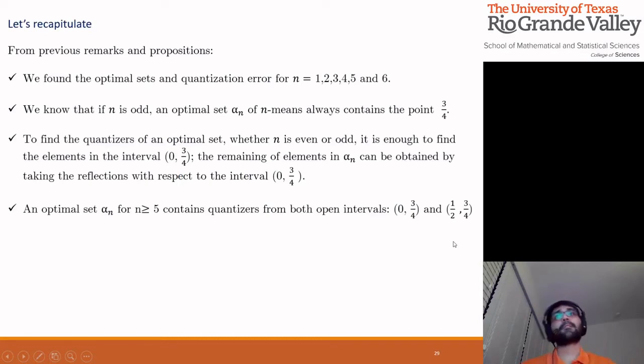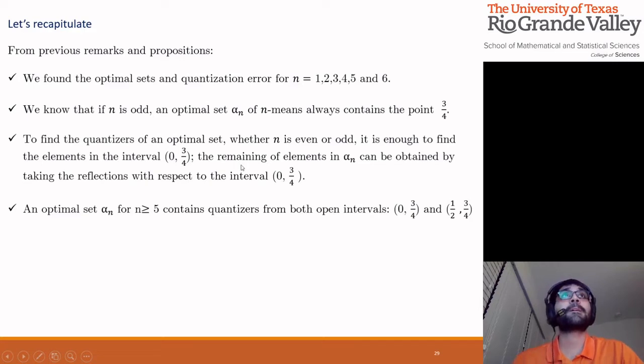So let's recapitulate. From previous remarks and propositions, we found the optimal set and quantization error for n equals 1, 2, 3, 4, 5, and 6. We know that if n is odd, then the optimal set alphas of n always contains the point 3/4. To find the quantizers of an optimal set, whether n is even or odd, it is enough to find the elements in the interval (0, 3/4), and the remaining elements in alphas of n can be obtained by taking the reflection with respect to the interval 0 to 3/4.